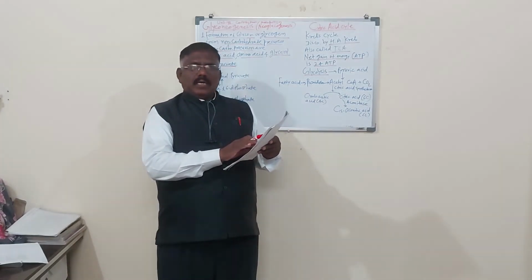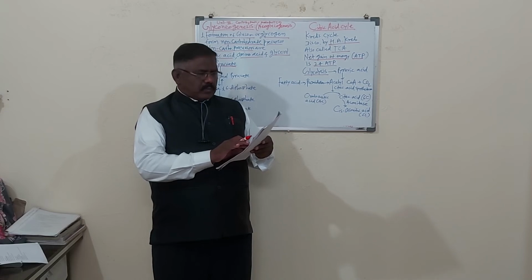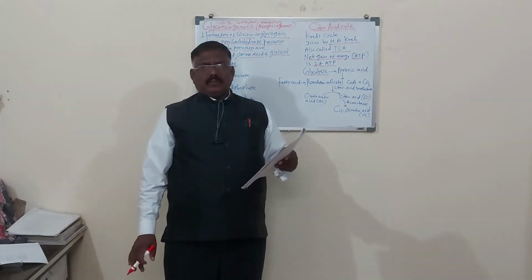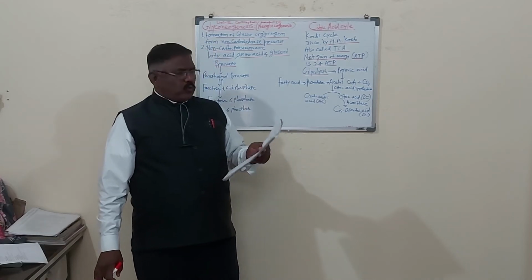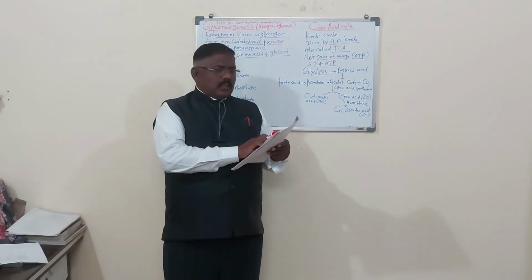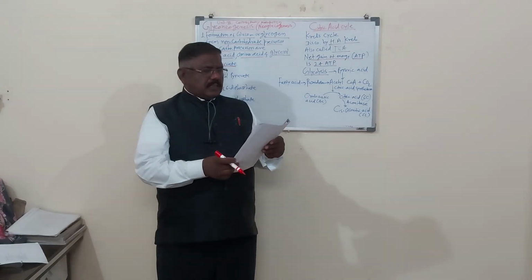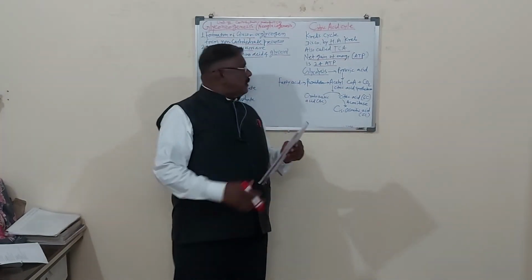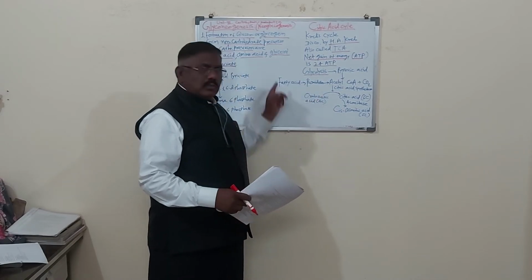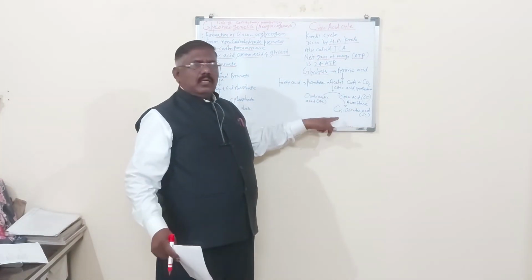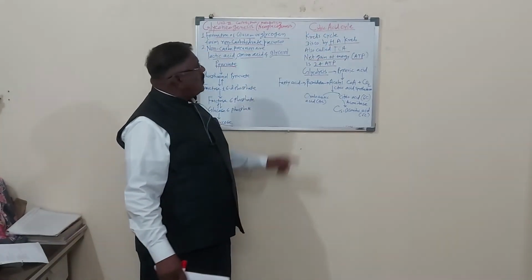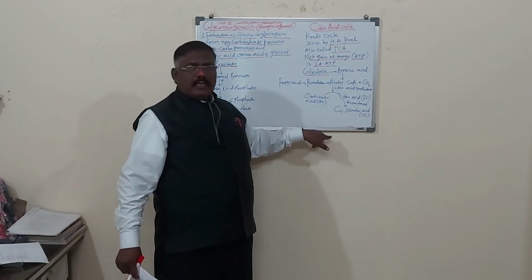Then succinyl coenzyme A is converted into succinic acid. This succinic acid has 4 carbon atoms. Then succinic acid is converted into fumaric acid, so carbon is 4. Then fumaric acid is converted into malic acid, and then malic acid is converted again into oxaloacetic acid. So this cycle is continuous. It is in the form of a cycle, so it is called the citric acid cycle, TCA cycle or Krebs cycle.